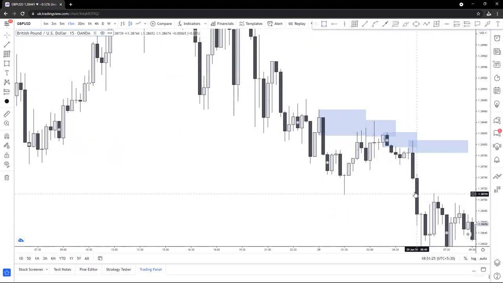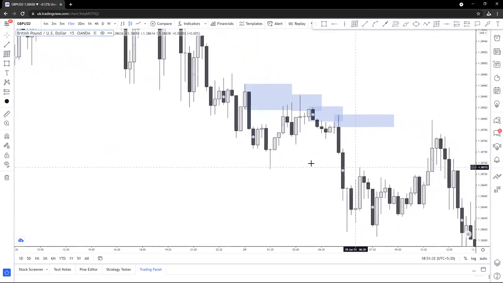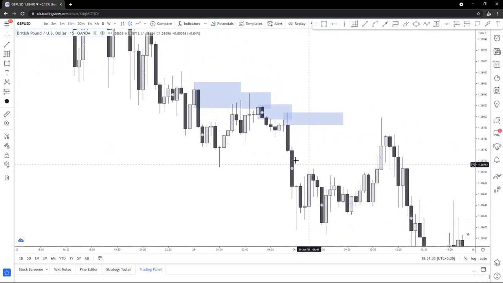So which means now where is the liquidity on this wick? On this wick. Can you understand it? Okay. And now we have these highs right here.